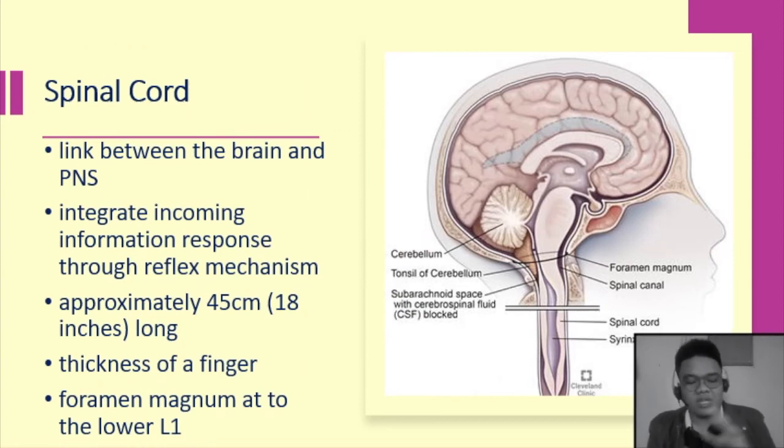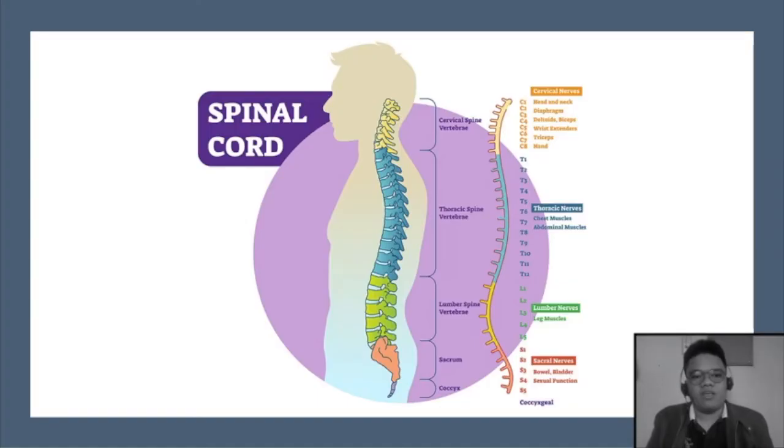Then you have your spinal cord. Class, your spinal cord is the link between your brain and the peripheral nervous system. It integrates incoming information and responds through a reflex mechanism. It is approximately 45 centimeters long, that's 18 inches. Its thickness is about the thickness of a finger. It comes out from the brain through the foramen magnum and goes towards the lower aspect of the first lumbar vertebra. So class, this is how your spinal cord would look. This image also reminds us that there are 8 cervical nerves, 12 thoracic nerves, 5 lumbar nerves, and 5 sacral nerves. Now class, try to recall the number of vertebrae, or the number of bones, for each part of the spine.